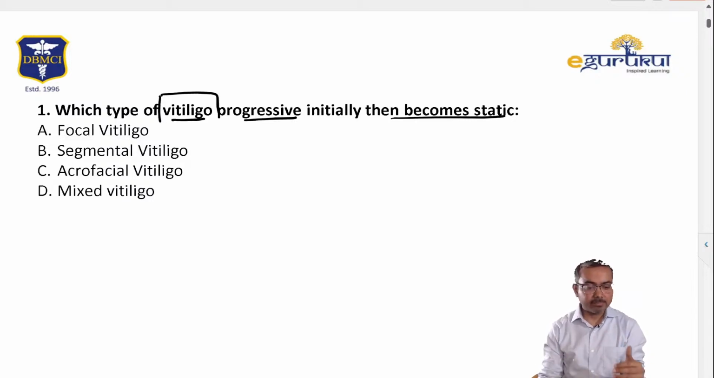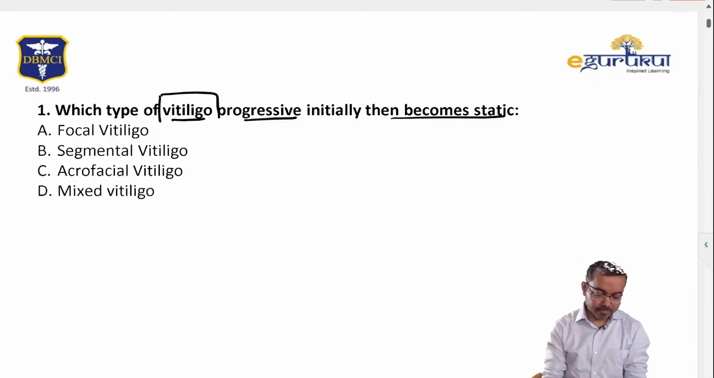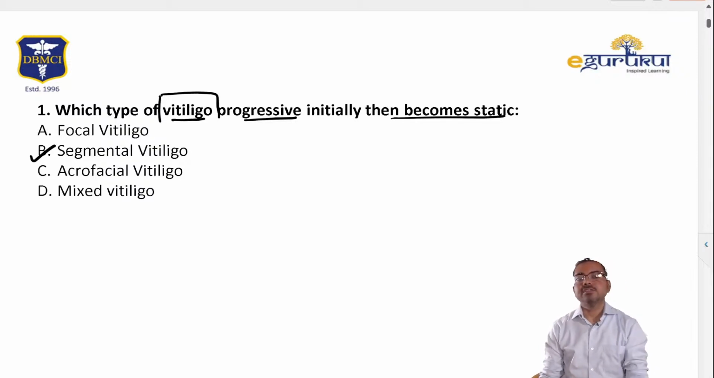We're picking up all the MCQs now, which have actually been asked. These are real MCQs. These are not fiction MCQs. This was asked in your recent most AIIMS exam, in the INICET exam. The answer is segmental vitiligo. Let's look at all the MCQs that are there on this particular topic of segmental.